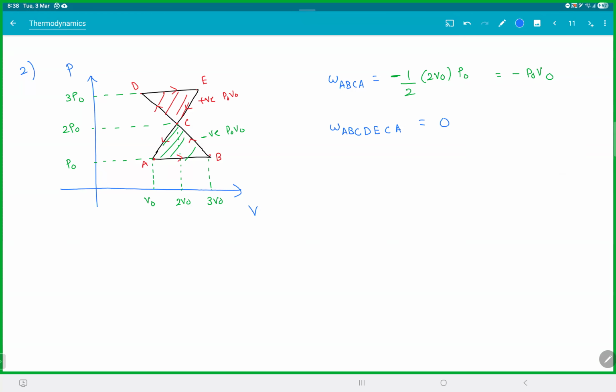Clear with this? There's nothing there. It is just about areas, and be careful with the signs. The upper one is going clockwise, the bottom one is going anti-clockwise, so both are opposite signs. The total work done is not 2 P naught V naught, it is 0. Next one.